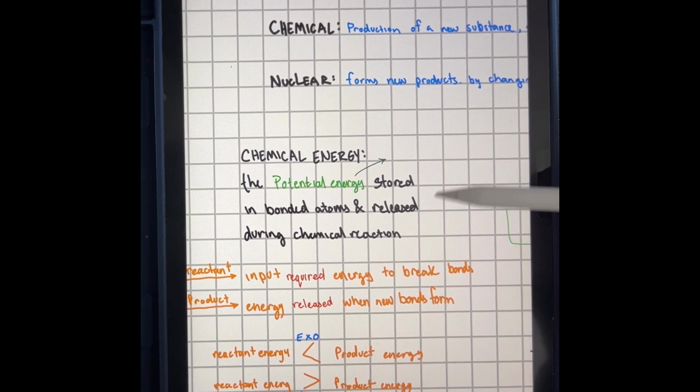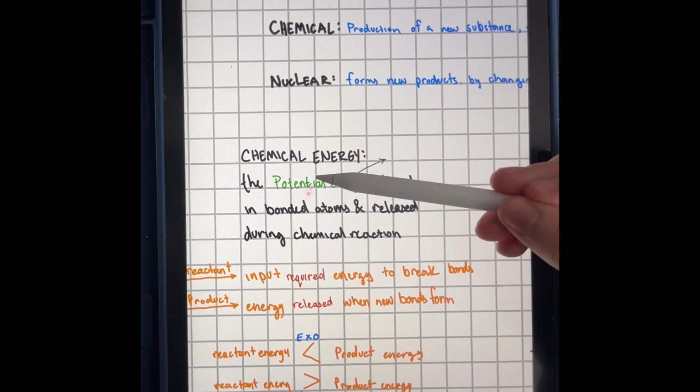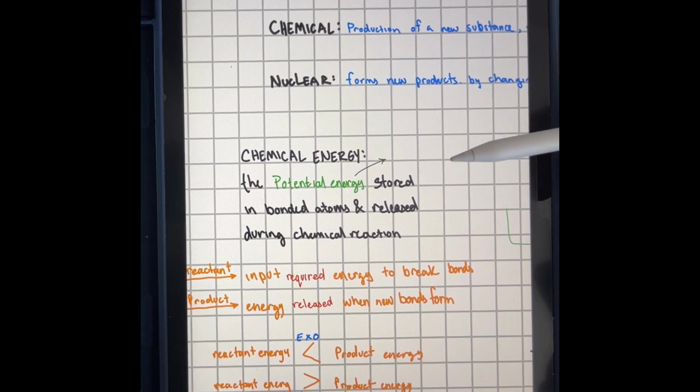Chemical energy is the potential energy stored in bonded atoms and released during a chemical reaction. So, the potential energy stored in bonded atoms is released later on in the chemical reaction. But what does potential energy mean?